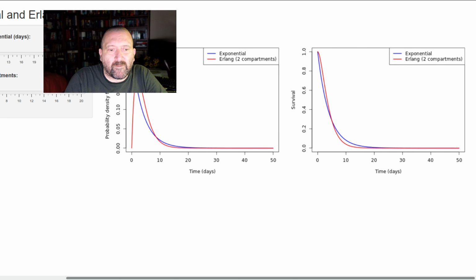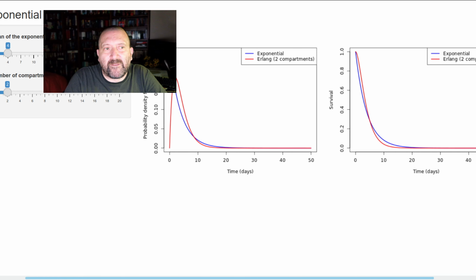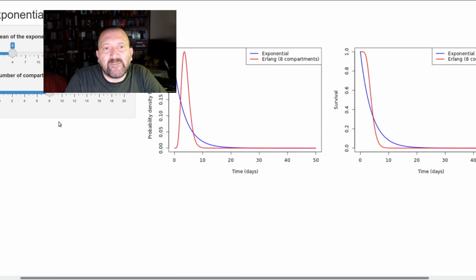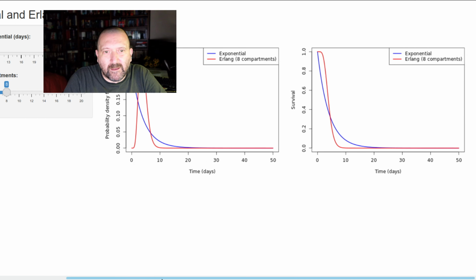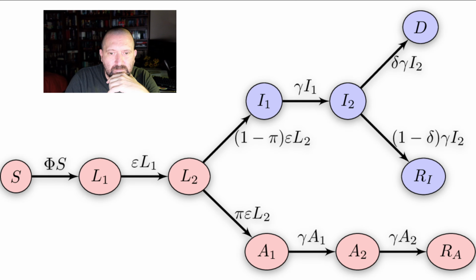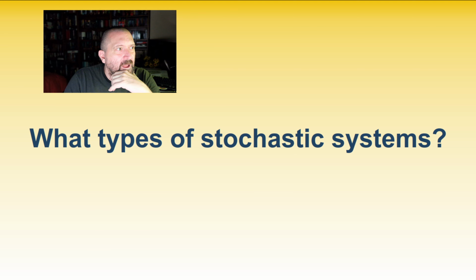We tried, and it didn't make much difference, but we could probably, for instance, go up to 8 compartments. And then if you have 8 compartments, you see that your curve is shifting here, and the curve becomes much more pronounced in terms of the survival. Okay. So that's it for this.